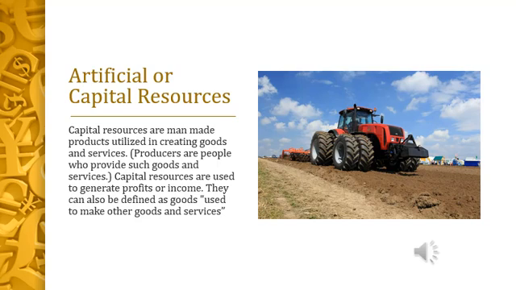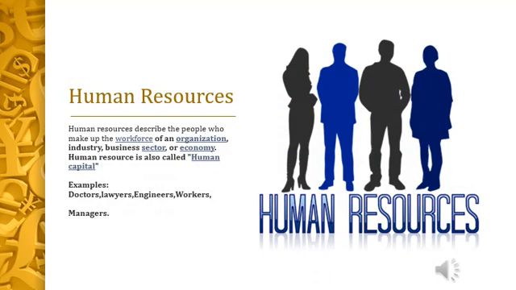Students, you can see in the picture that a tractor is being used on land for growing food. This tractor and all other machines which we use in our daily life are artificial resources. So, capital resources and artificial resources are required to increase the production.